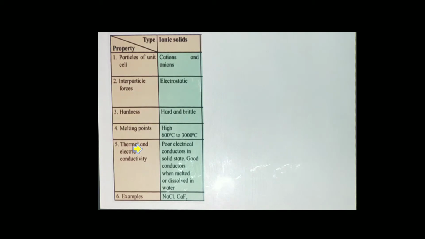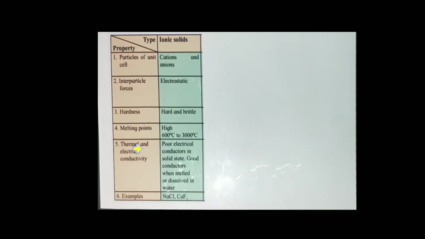In case of solution, when we dissolve these ionic solids into a suitable solvent, they are converted into ionic form, and these ions conduct electricity or heat. Examples of such ionic solids are salts like sodium chloride, calcium fluoride, magnesium sulfate, calcium chloride, etc.